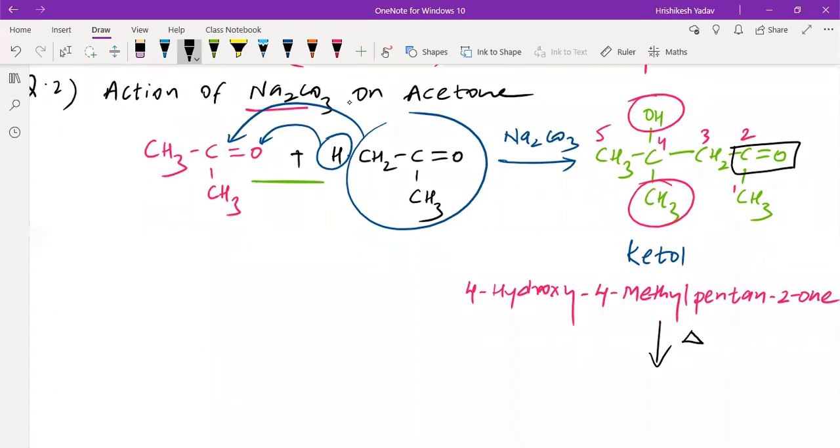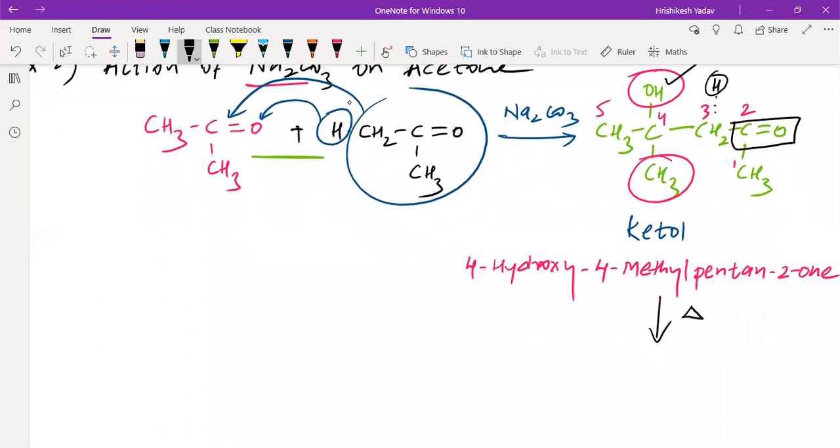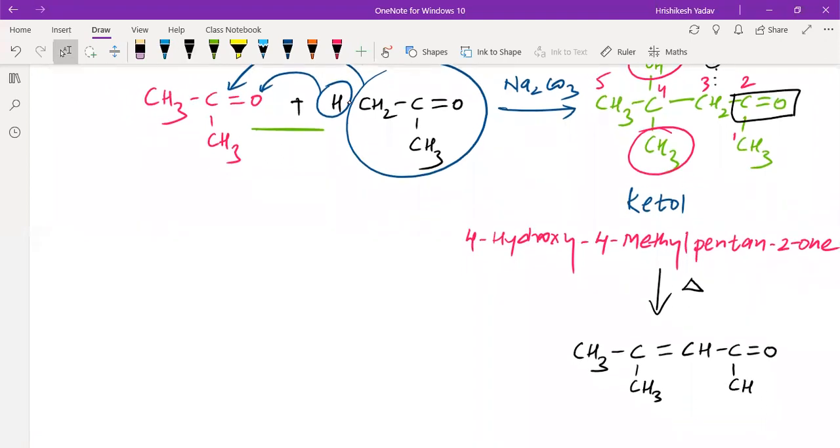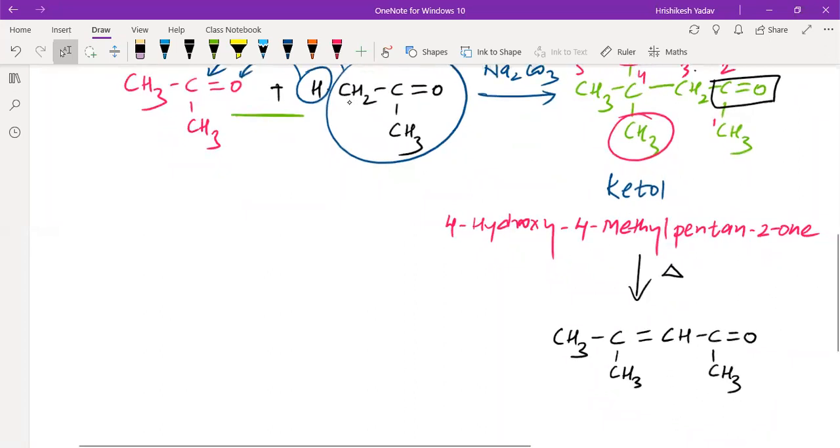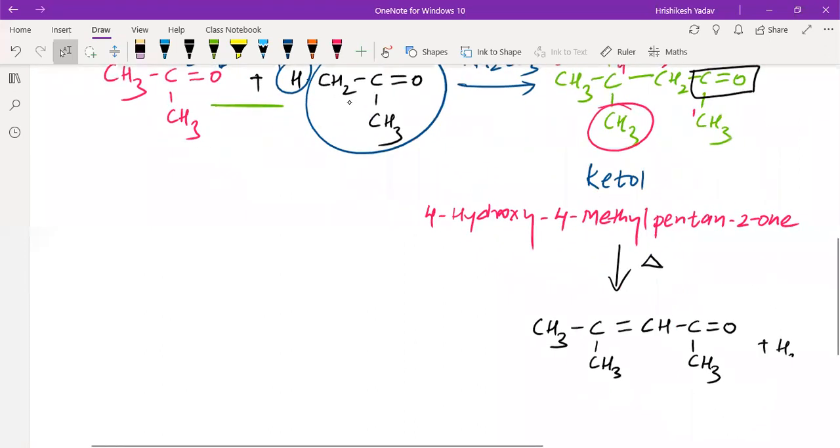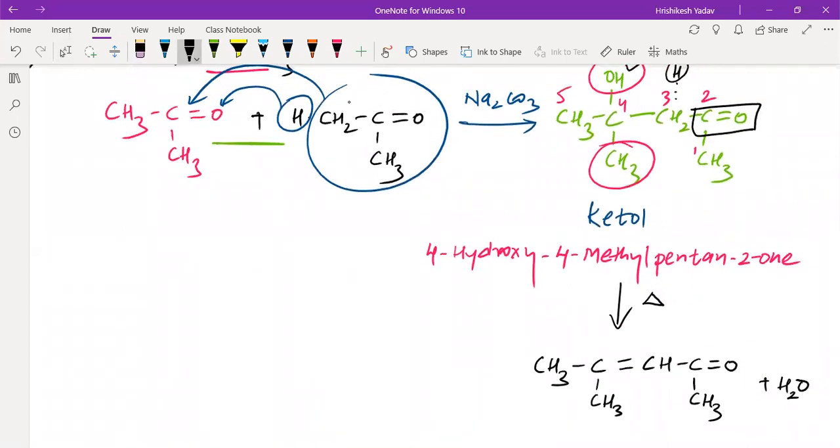Now further, next what happens is heat. After heating, this OH and a hydrogen, what you should keep in mind, this hydrogen comes out from the right side. If you remove it from the right side, you'll get the right answer. So CH3, then CH3 here, you'll get a double bond, then CH, C double bond O, and here CH3, plus our byproduct, which is H2O. So your reaction is done here.